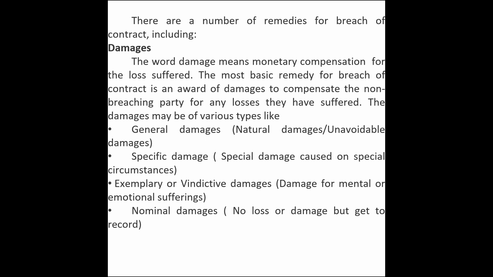Then exemplary or vindictive damage. Exemplary or vindictive damage is based on emotional suffering or mental issues. If a person has such losses, that is called exemplary or vindictive damage. Finally, nominal damage: no loss or damage has actually happened, but it gets recorded. The loss hasn't happened, but it is recorded that the damage has happened, as when false data has been entered. That is called nominal damage.